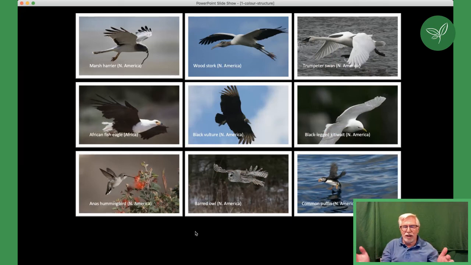A swan's wings are designed to take off from the water. They need to be powerful. A hummingbird's wings are designed to rotate quickly. The owl's wings are designed to fly quietly and silently. Different designs of wings have different functions.